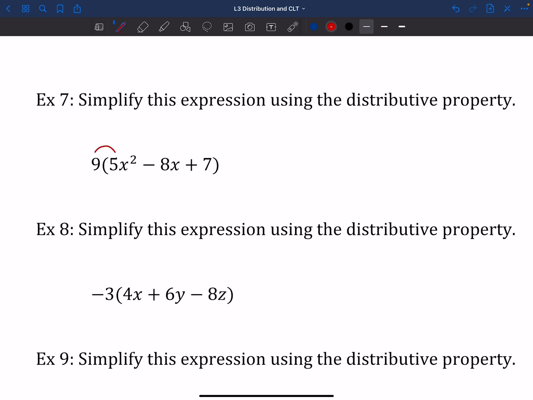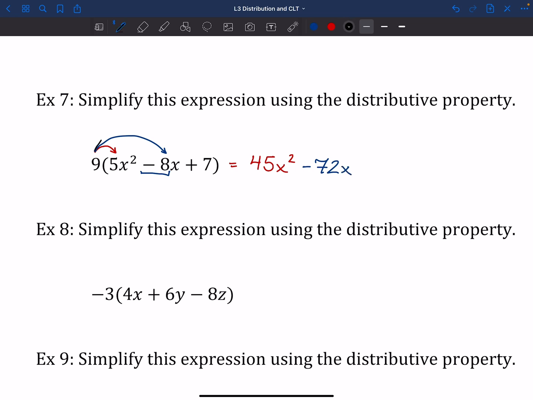So let's take a look at this first one. We have 9 times 5x squared. So the 9 and the 5 multiply, and 9 times 5 is 45. And again, that x squared comes along just like the other times with the x's. Next up, we've got 9 times, again, negative 8, grabbing that symbol in front of it. So 9 times negative 8 is negative 72, and an x on there.